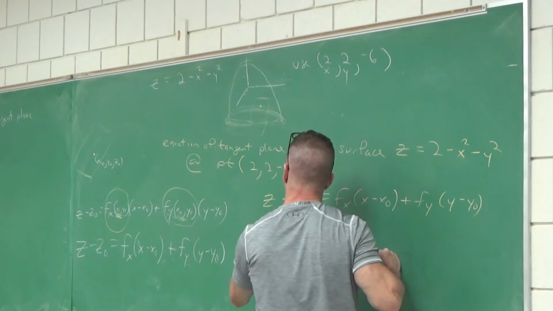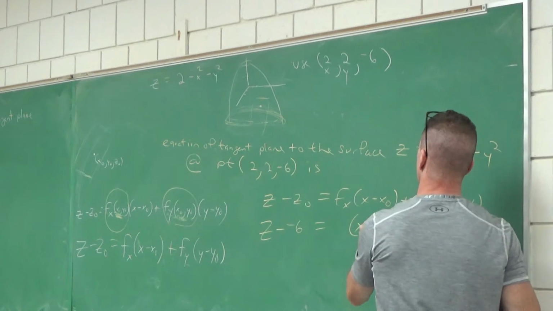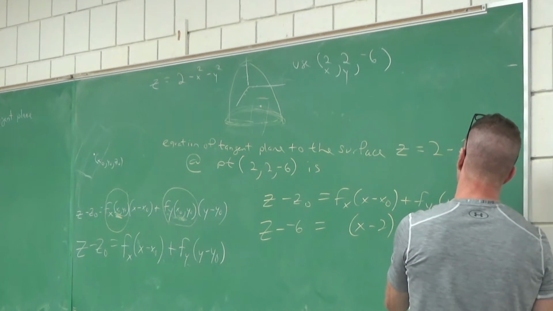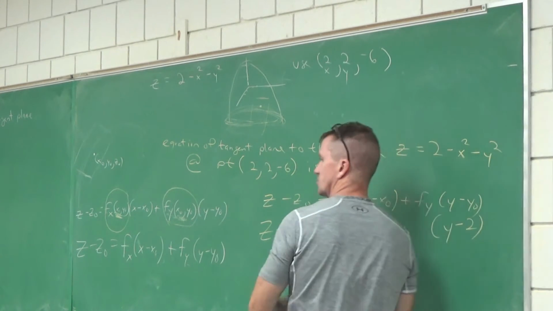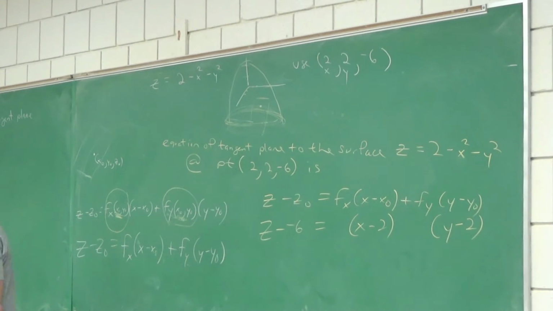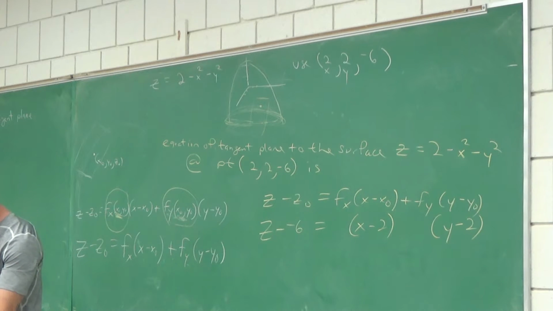What's that number? Negative 6. What's this number? 2. And what's this number? 2. But these are partial derivatives, aren't they? So now you have to look at that surface and find the partial derivative of f with respect to x, then plug in the values. You'll see one like this, like number 7 on the practice set.